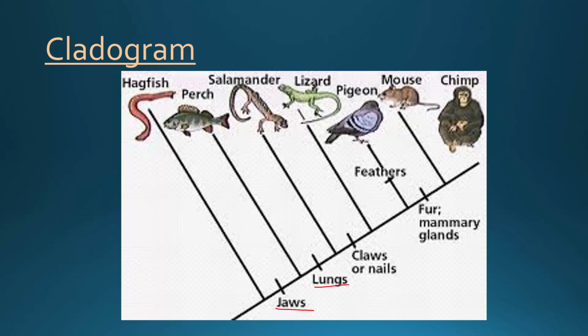Then we have a lizard, which has claws and nails, and then, keep going up, then we have feathers. That's a new advantage, and that gives us birds. And then fur and mammary glands, and that gives us our mammals. Okay, so each rung up the cladogram, we have some form of advantage in between the two. So as we advance in this direction through time, from simple organisms to more advanced organisms, we have different advantages. Okay, hopefully that's pretty clear.